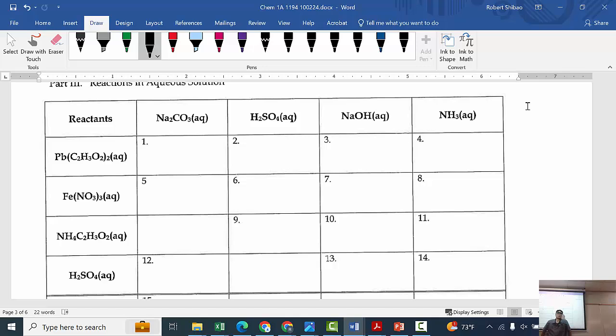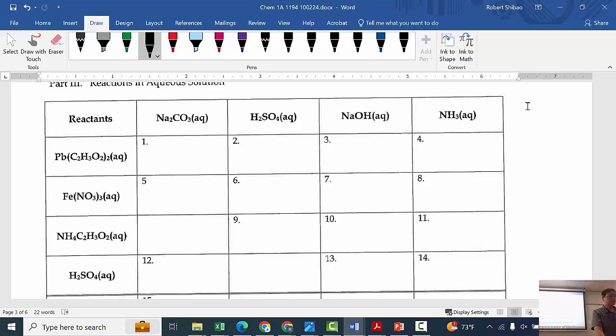Is there any change? So number 11 is no reaction. I don't know why they left this one blank and they didn't leave this one blank. Nothing's going to happen. So we're going to move on to 12.